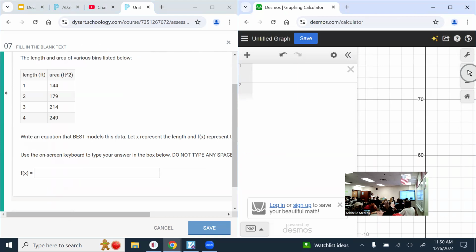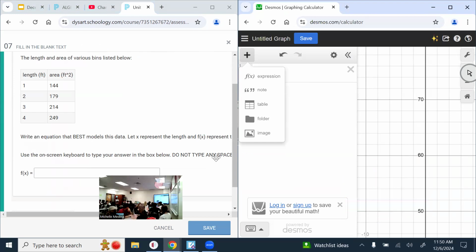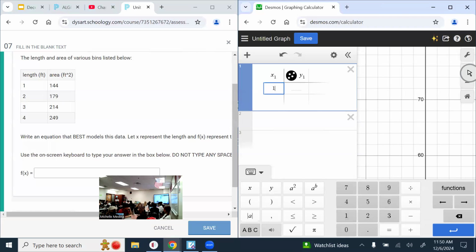So it says that it wants an equation that best models this data. So you could have looked at the table, maybe you could have looked at some patterns, we've done that before. What I might have done is just graphed it, which we did in unit 3. So in Desmos, I can hit this plus sign, hit table, and I can put my data in there to see what kind of shape it makes.